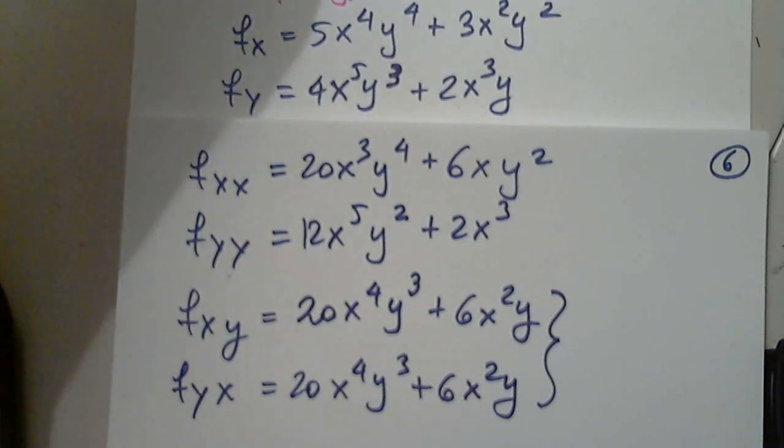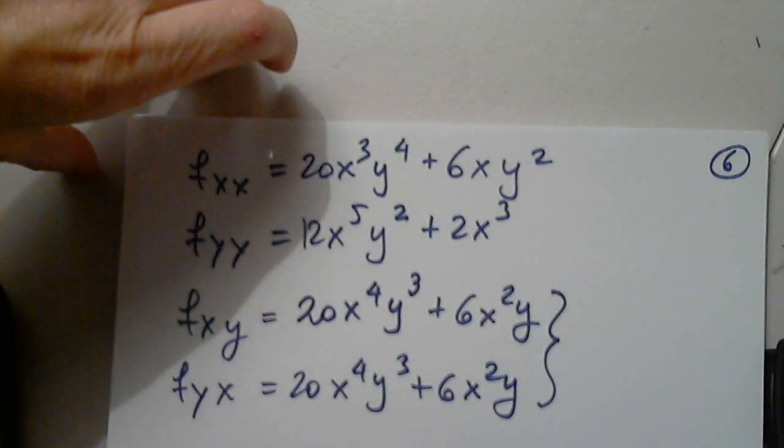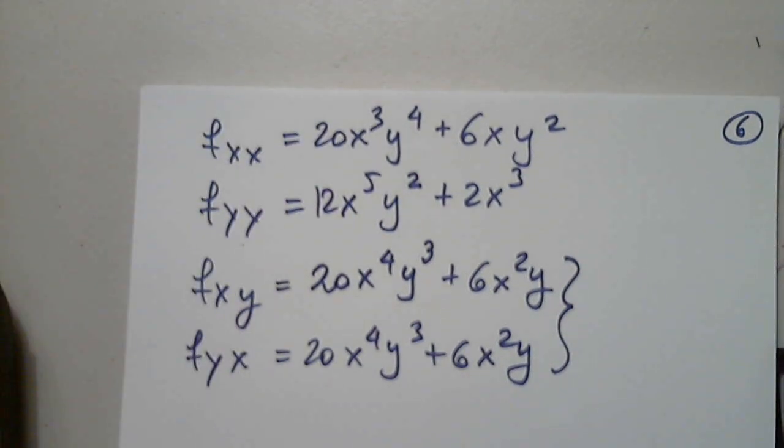Okay. Finally, how do we find max min for these functions? And I just want the page number. Where is the page number? It's 576.